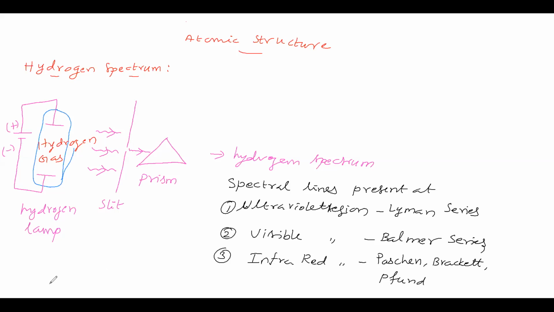In that, the Pfund series comes under which place? It comes under the far infrared region, that means the higher wavelength side of the infrared region. The Brackett series comes under a moderate wavelength of the infrared region. The Paschen series comes under the low wavelength side of the infrared region. That's it.